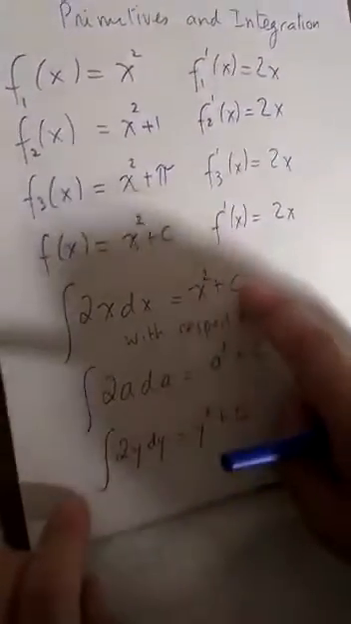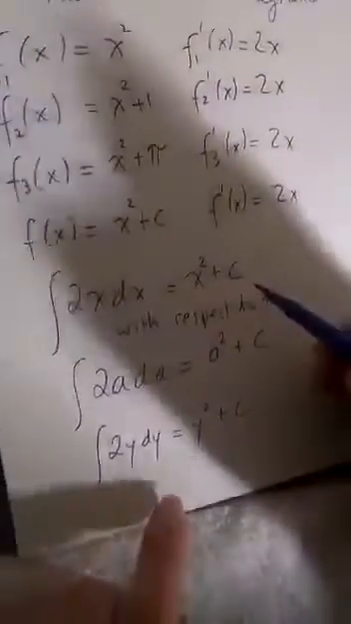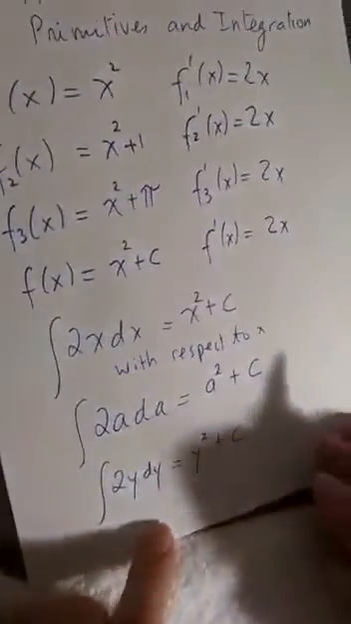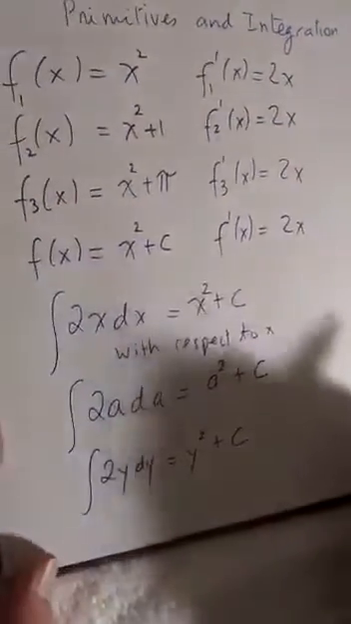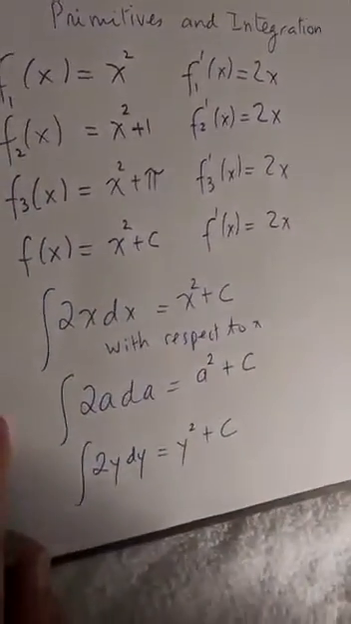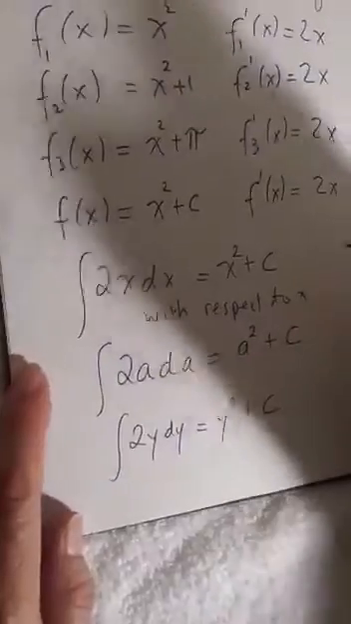So we say the integral of 2x is x squared plus c. And c is just a constant of integration. That means c can be anything. We don't put a number for c, we leave it as c. Okay, so c is just a constant of integration.